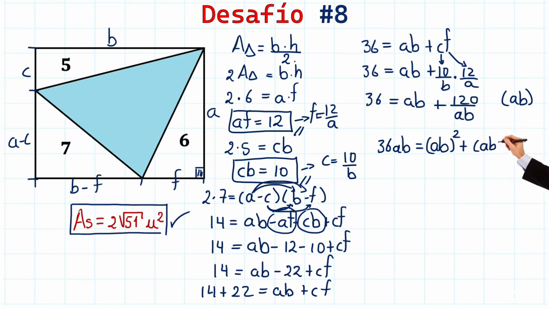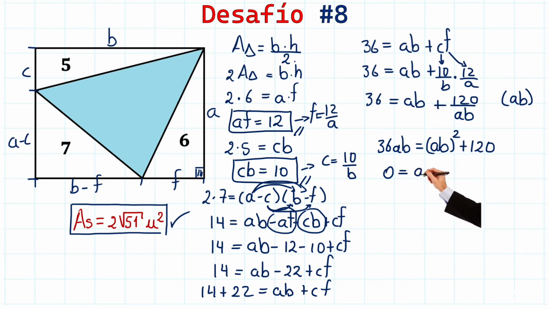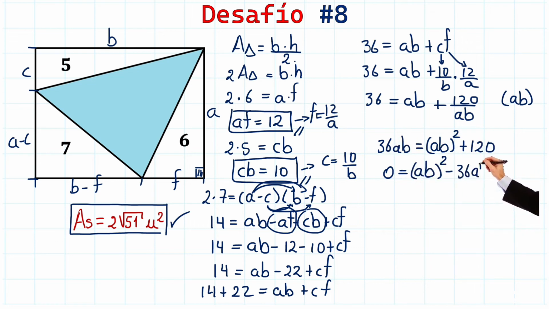But we will do it step by step. So you can see it like this. 120 over AB. So what happens here? This simplifies with this, and we only have 120 left. Let's write it here as 120. Alright, and now we're going to move this 36AB to the right side. The left side will be 0, and the right side will be AB squared plus 120. But first, let's write this term, 36AB. Remember that when it moves to the other side, it becomes negative.